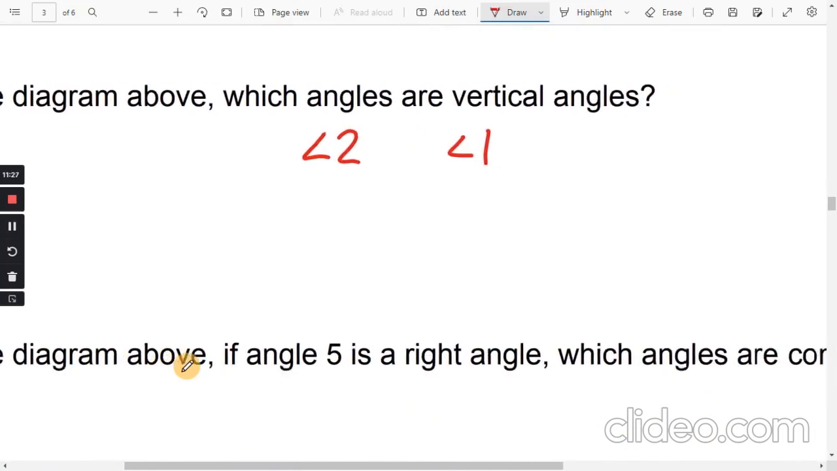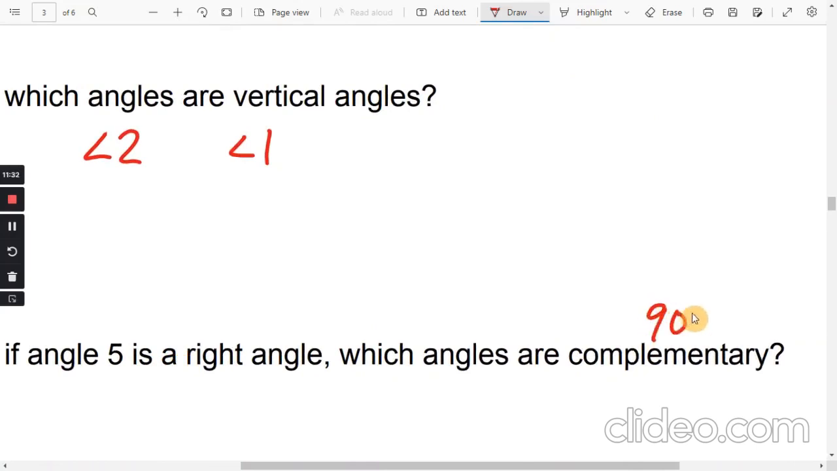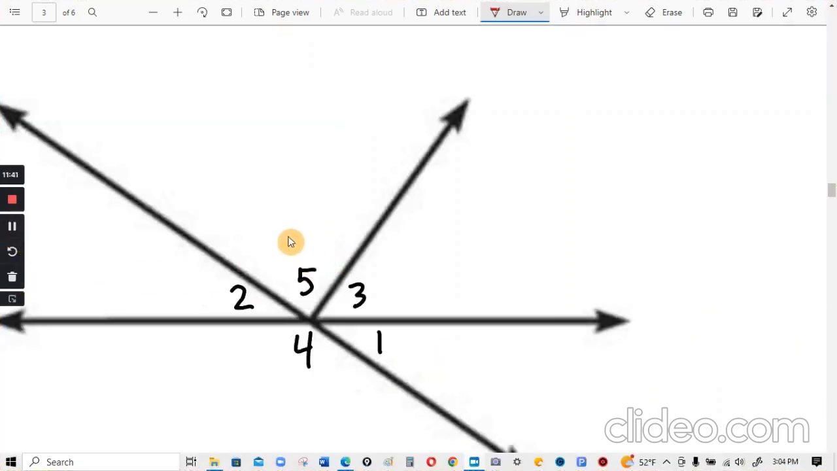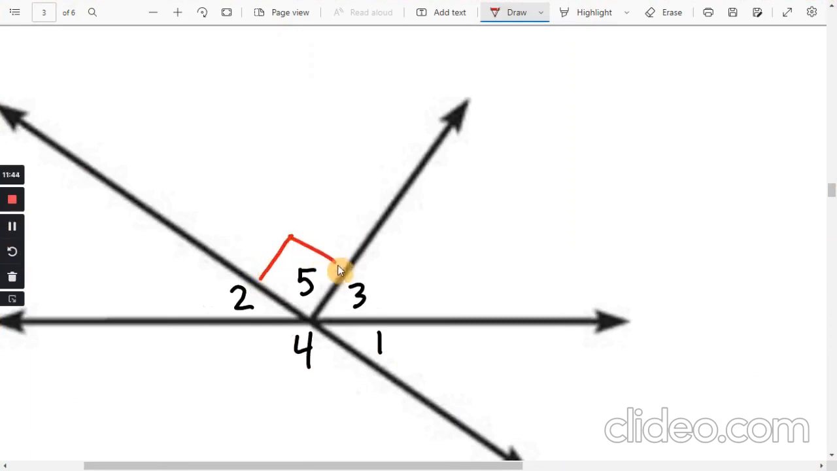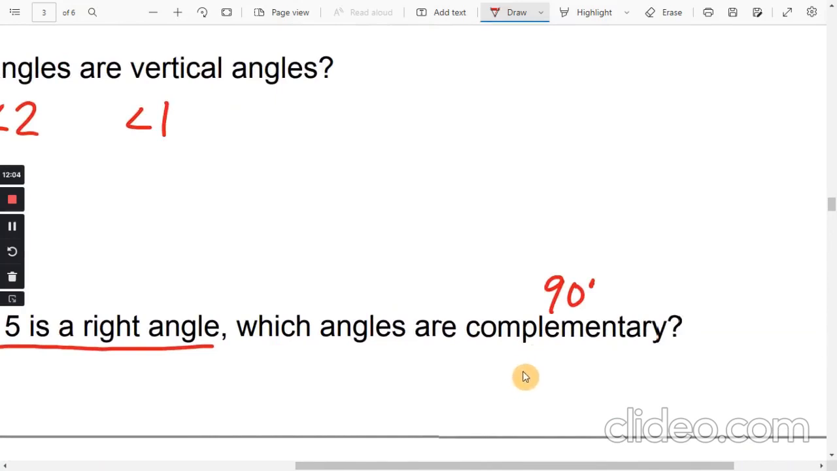All right, in the diagram, if angle 5 is a right angle, which angles are complementary? That is 2 angles that add to 90 degrees. So I'm going to draw a right angle at angle 5. And since this is a straight line here, that's going to be 180. If this is 90, then this one here is also 90. So angles 3 and 1 together equal 90 degrees. These two are complementary, angle 3 and angle 1.